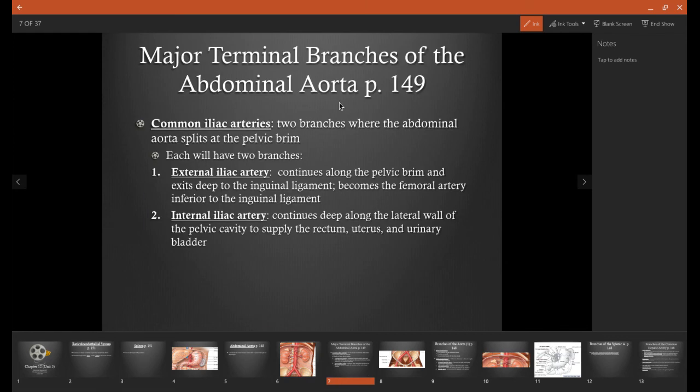What the abdominal aorta is going to split into are two structures called the common iliac artery, so a right and a left common iliac artery. Again, that word common is telling you it will also split, and each common iliac artery will split into an external iliac artery and an internal iliac artery. Now, the internal iliac artery is going to dive into the pelvic cavity, whereas the external iliac artery is going to continue down, and after it passes the inguinal ligament, which we talked about in Unit 1, it becomes the femoral artery. That is the external iliac artery.